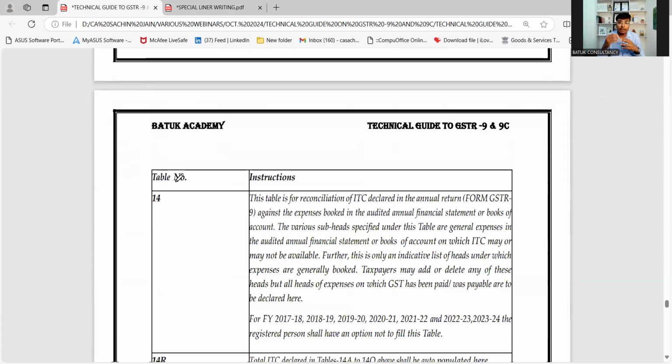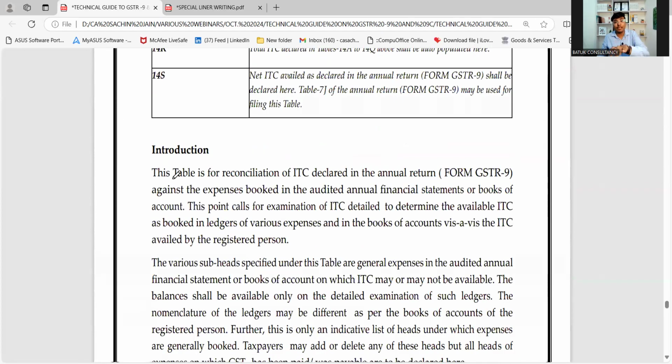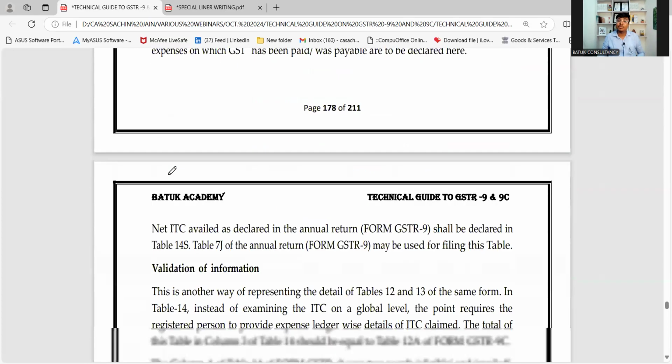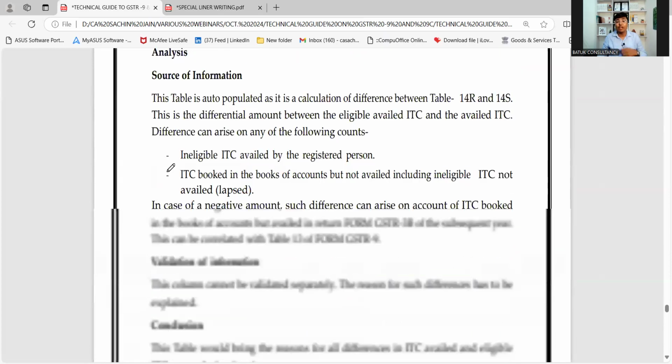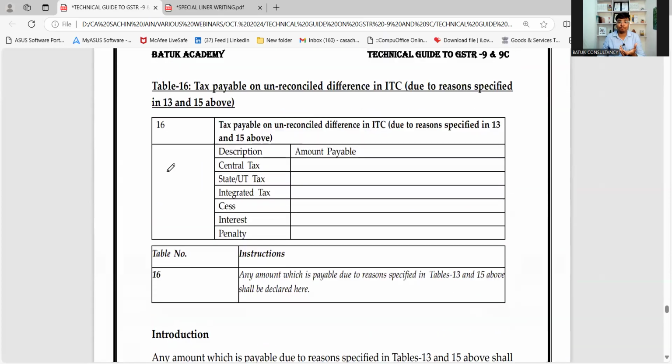Also, nowadays in form number 3CD, we also need to provide the clause wise or expenditure wise bifurcation of input tax credit in form number 3CD of tax audit. So if we are preparing this, in such a scenario, we can use the same information for both purposes. That is the point which I want to convey to you.